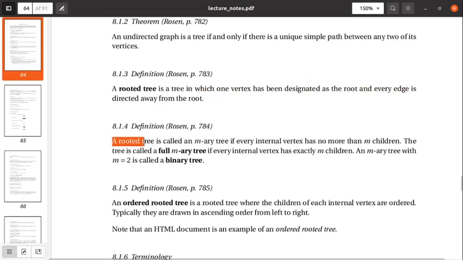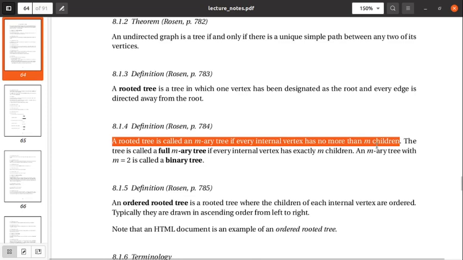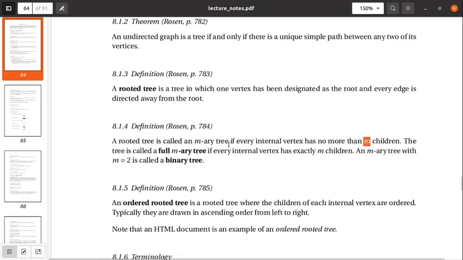So another definition: a rooted tree is called an m-ary tree. Think binary tree or ternary tree or four-ary tree and so forth. If every internal vertex has no more than m children. The tree is called a full m-ary tree if every internal vertex has exactly m children. An m-ary tree with m equals 2 is called a binary tree.